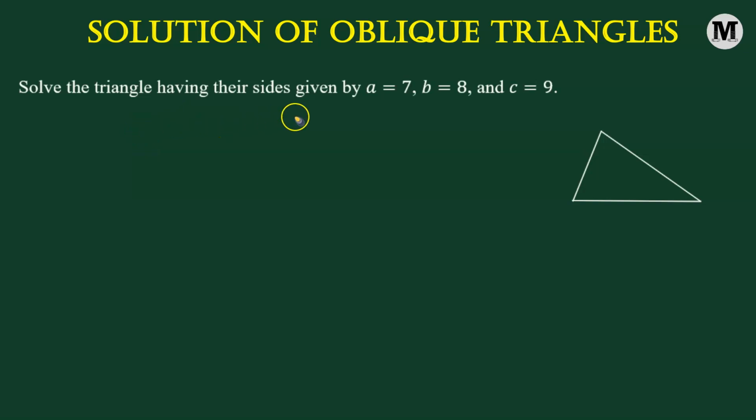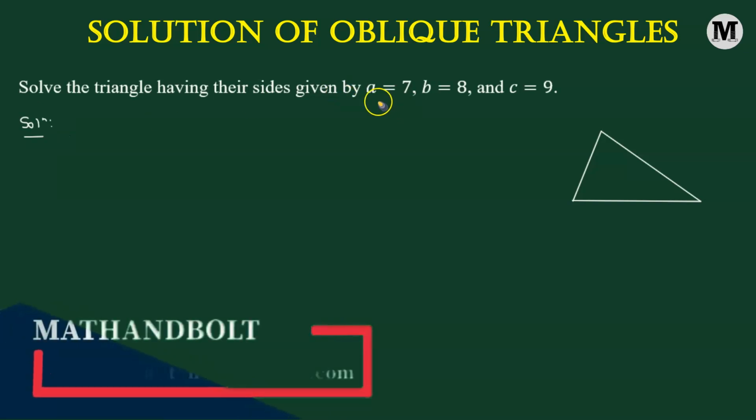Solve the triangle having the sides given by A equals 7, B equals 8, and C equals 9 units. Okay, let us begin. Now, as we can observe here, the three sides of the triangle are unequal to each other, which means that it must be an oblique triangle.